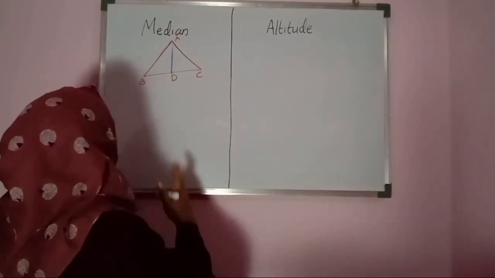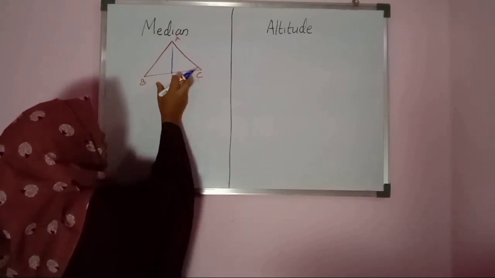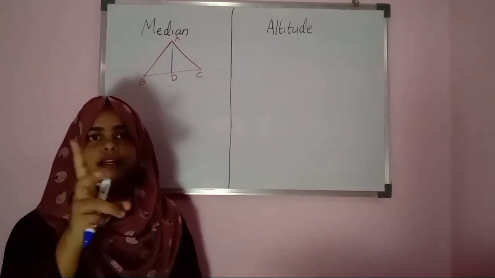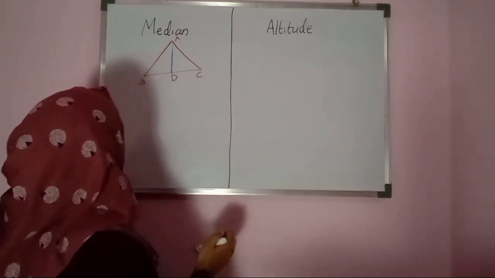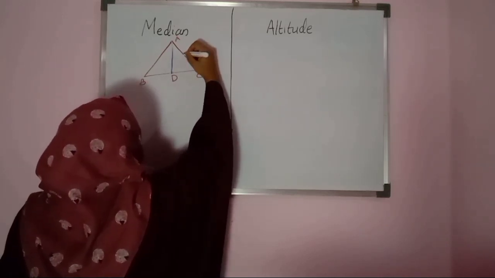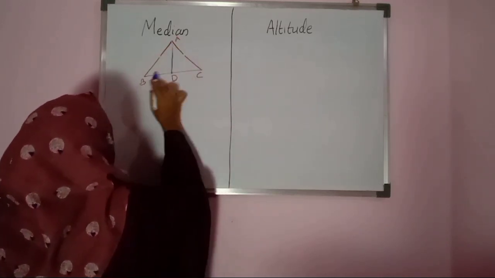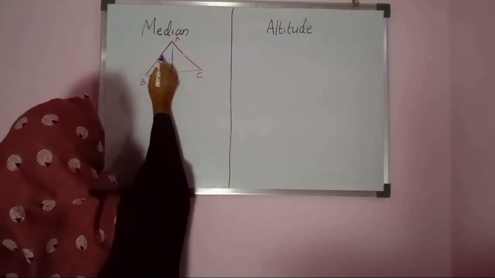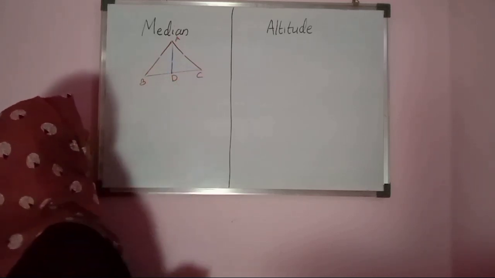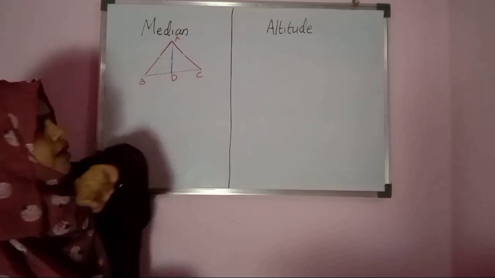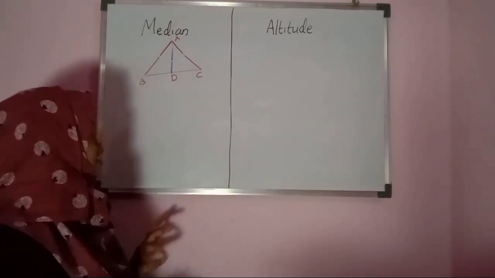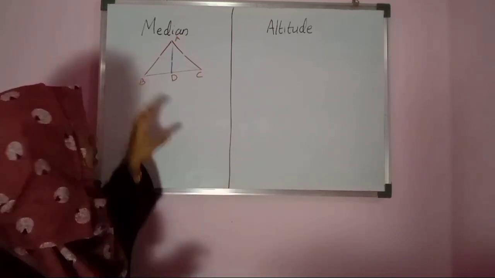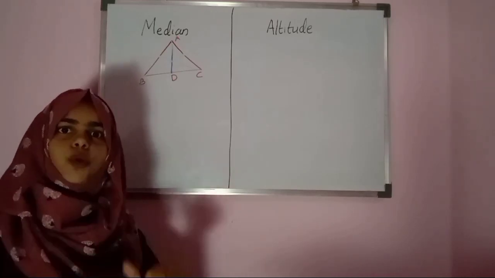So the median AD cuts BC into two equal halves, that is BD equal to DC. If this cuts the line segment into two equal halves, then the median will also cut the triangle into two equal triangles. Likewise, we can draw two more medians, one from each of the other vertices to the opposite side. So we can draw three medians in a triangle. Each median cuts the triangle into two equal halves. Then three medians will cut this triangle into six equal triangles.